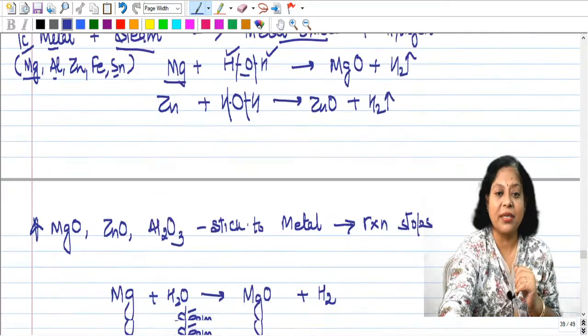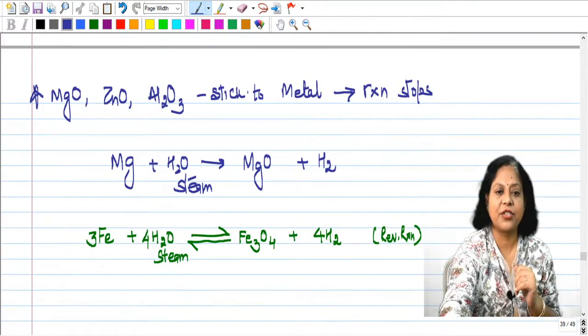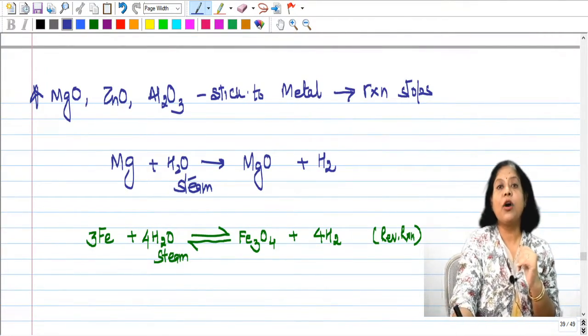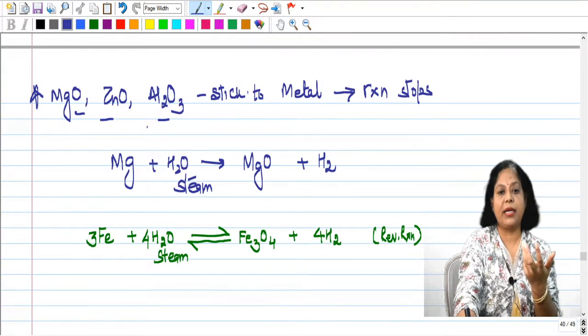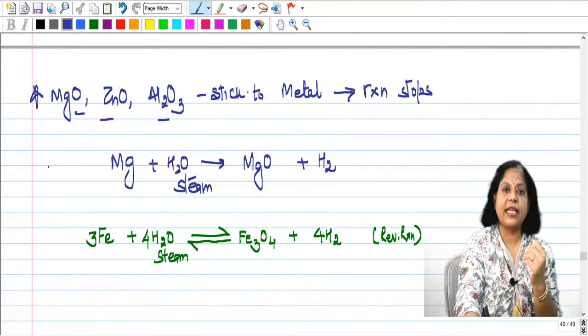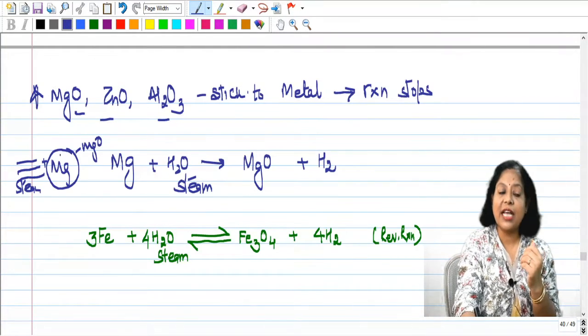You have to remember this and you have to practice this reaction. Okay. Now what happens when magnesium oxide, zinc oxide or aluminium oxides are formed? They stick to the surface of the metal. So suppose I take steam and combine this with metal. When steam combines with metal, there will be formation of magnesium oxide and this deposits outside.